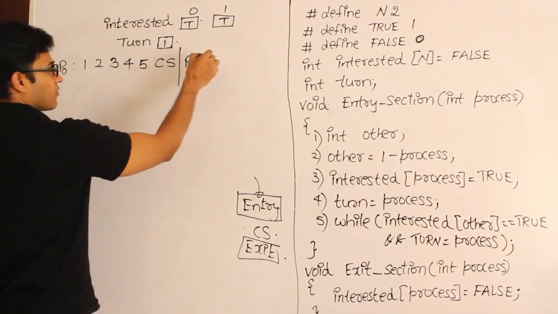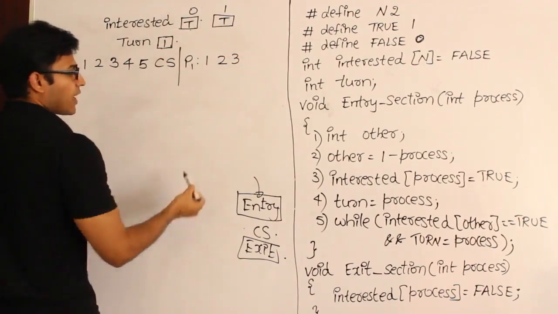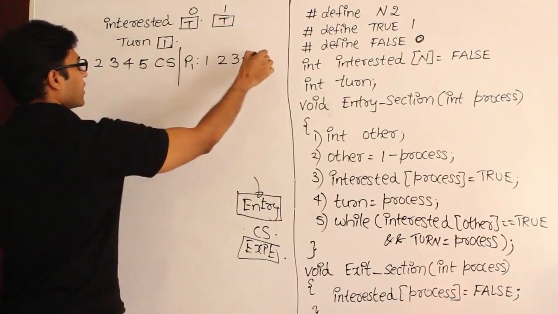Okay, let me write. The first line is over, the second line is over, the third line is setting the interested value, and the fourth line is setting the turn value, and then the fifth line is the while loop, right?